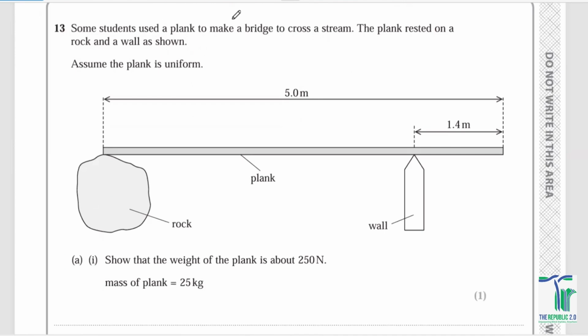Some students use a plank to make a bridge across the stream. The plank rested on the rock as well as the wall. This is the wall, this is the rock. Assume the plank is uniform. Show that the weight of the plank is about 250 Newton. To calculate the weight, just use W equals mg. M is 25 times g, which is 9.81. You just multiply them and you'll get the final answer, which comes out to be something like 245 Newtons, right?